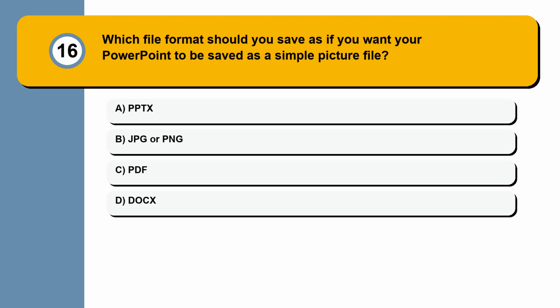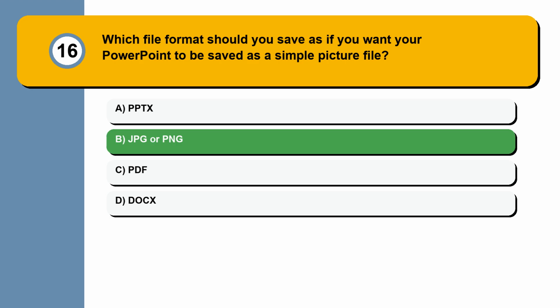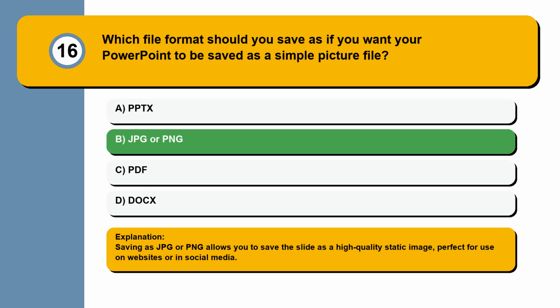Question 16. Which file format should you save as if you want your PowerPoint to be saved as a simple picture file? PPTX, JPG or PNG, PDF, Docs. Saving as JPG or PNG allows you to save the slide as a high-quality static image, perfect for use on websites or in social media.